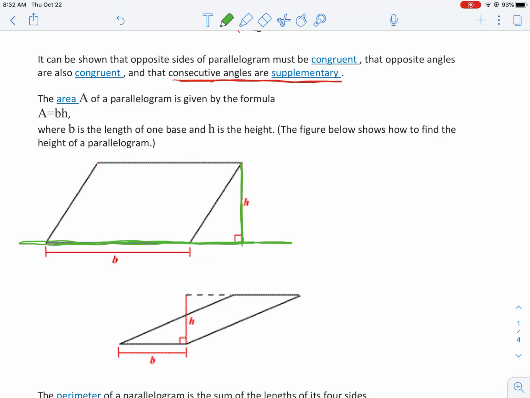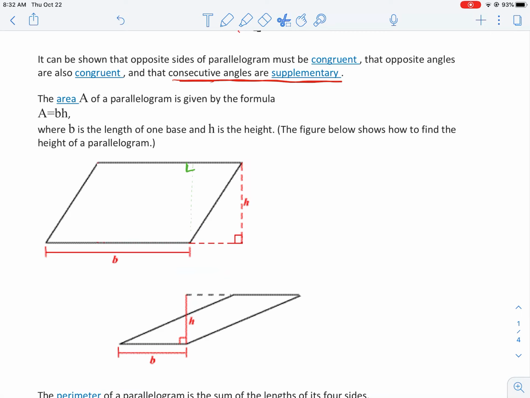Also, sometimes you can see the height represented on the inside of the parallelogram. And again, you'll notice that it creates a right triangle in both cases. We need a perpendicular line, which means it creates a 90-degree angle with our base. And notice in both cases it's coming from one of our vertices. We're either coming from this vertex here or this vertex here.